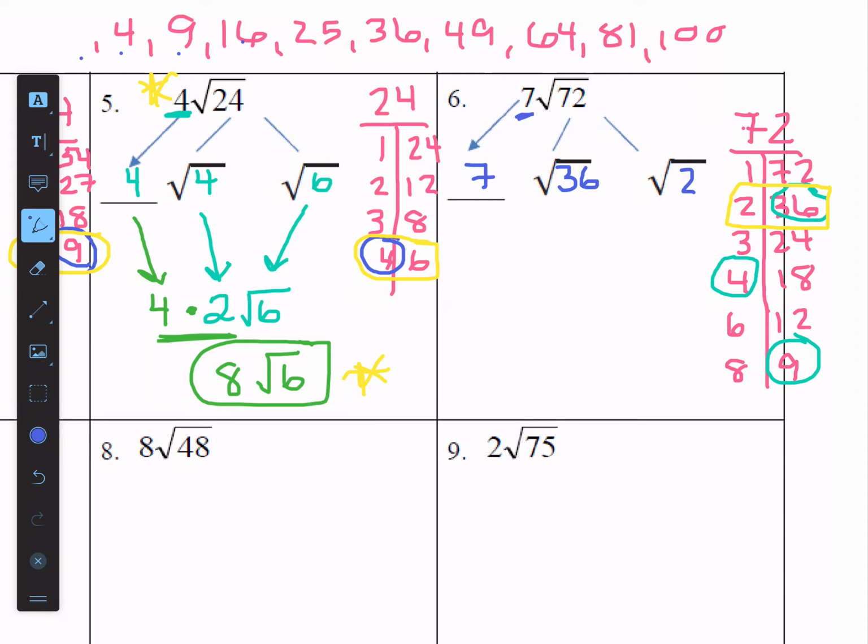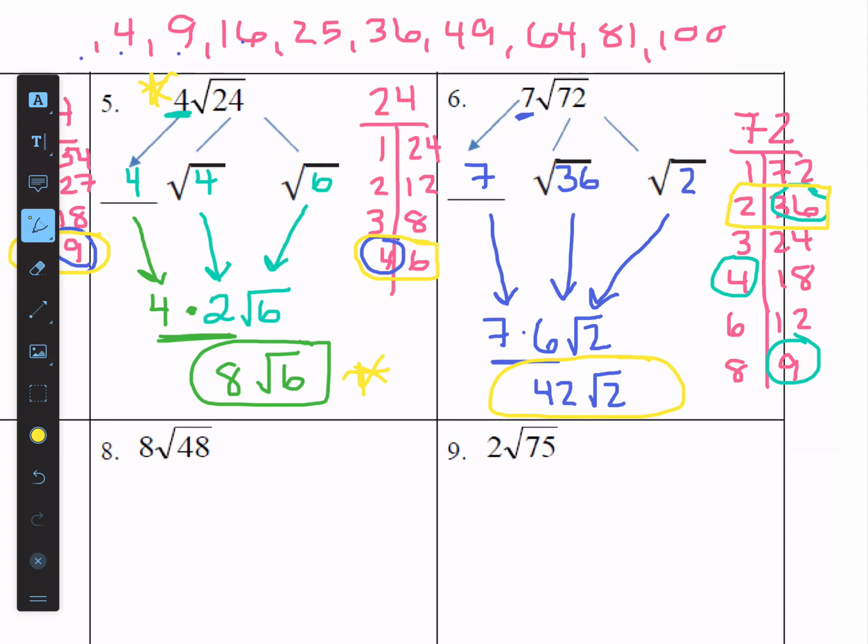And then we bring down our number from the beginning. You're not always going to have a number in front, a coefficient, but if you do, that's how you deal with it. All right, now the square root of 36 is 6. We bring down the radical 2. And then we bring down the 7 that we started with. And then just multiply these together. And we get 42 radical 2 as our final answer. Okay? All right, very good.